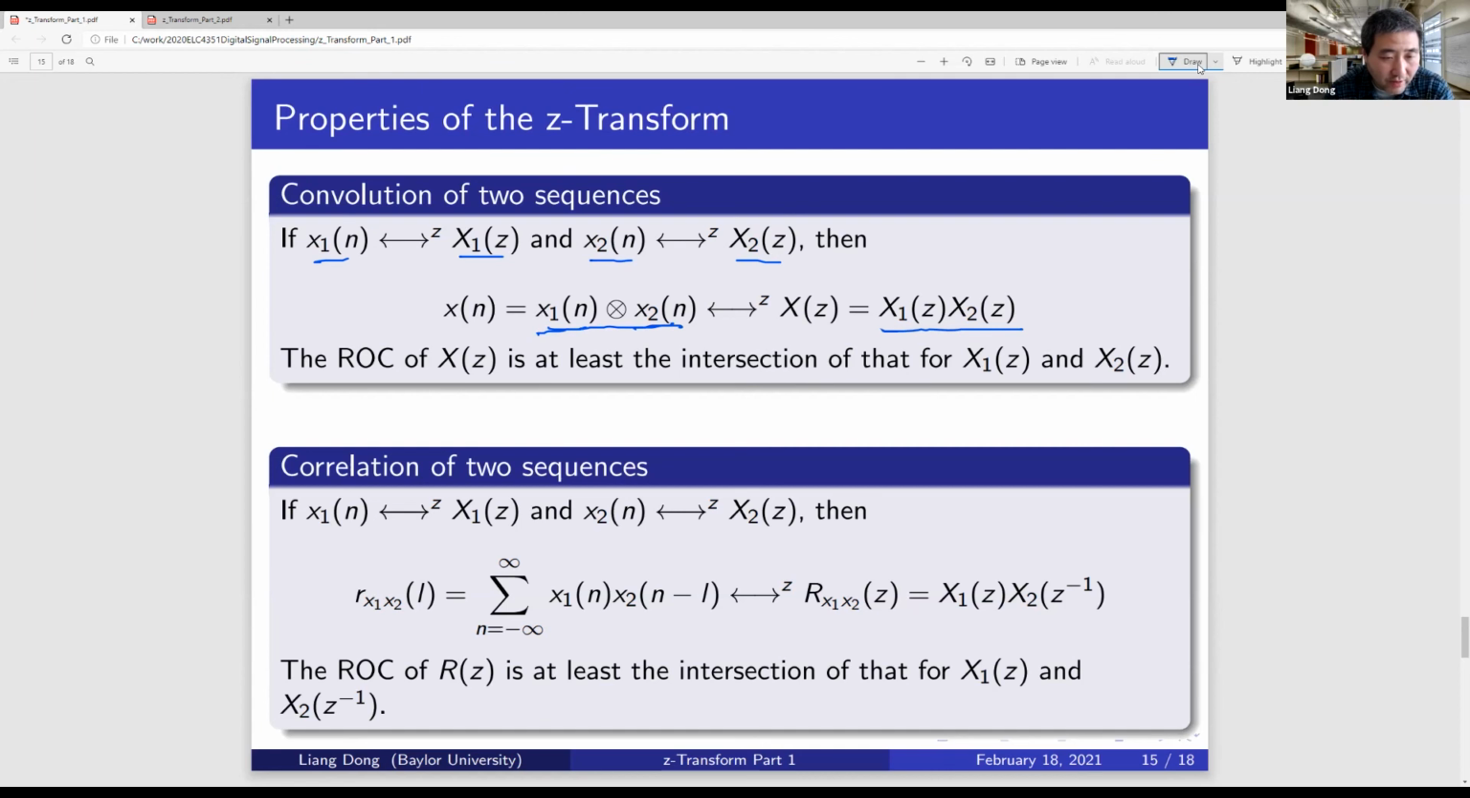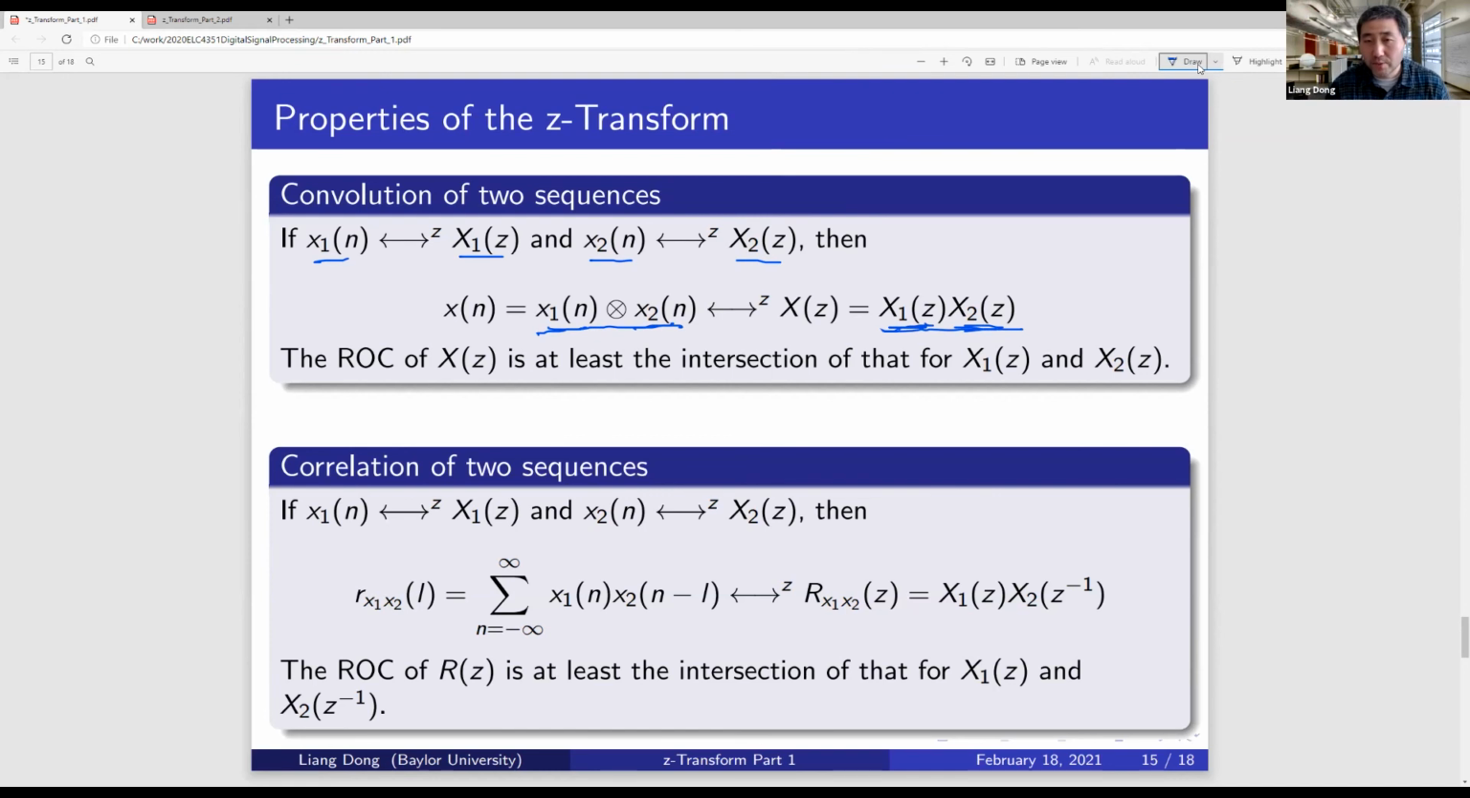The region of convergence of X(z) is at least the intersection of that of X1(z) and X2(z). Yeah, of course, that's the least condition I need to satisfy because you got two values here, and if either one of them becomes infinitely large, then my system is infinitely large. So I need to follow at least the region of convergence of X1 and the region of convergence of X2, the intersection of these two.